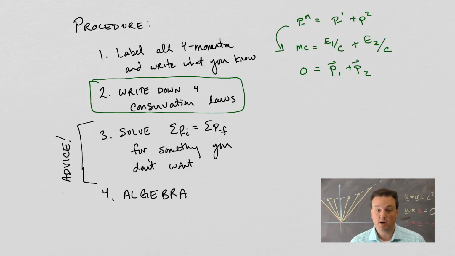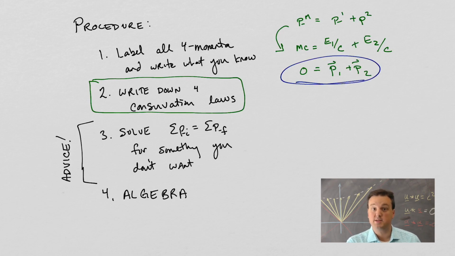Write down all my 4 conservation laws. Well, the time one is easy. mc equals E1 over c plus E2 over c, right? That is going to give us the relationship between the time component of the initial momentum and the time components of the final momentum. And then I have all of the spatial parts, right? I have that 0, because there is no spatial momentum initially, is equal to P1 plus P2.